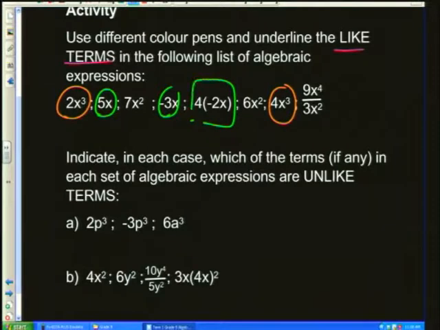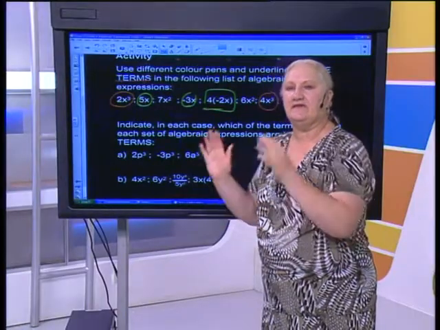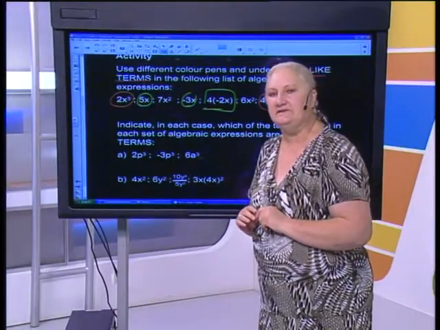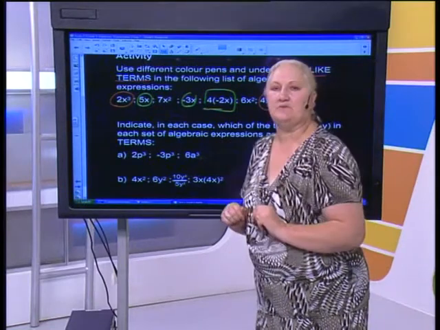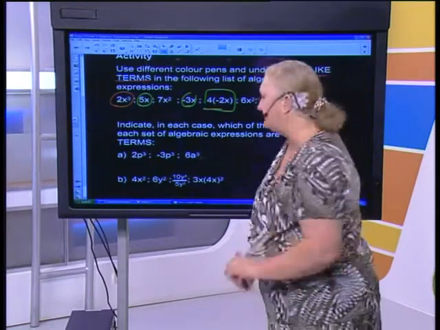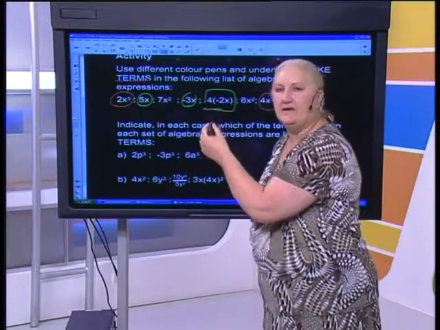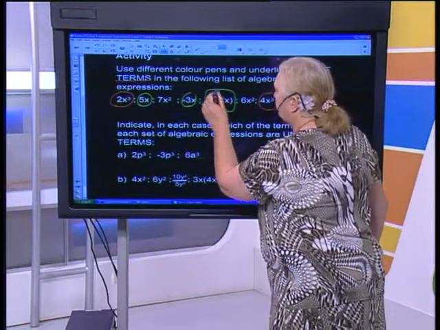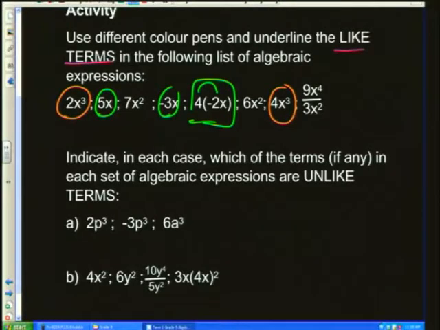Let us observe this one. Whenever you get something like this, the moment you have a bracket, it means that that term has not been simplified. And before you can work with it, you have to simplify the term. Brackets, remember, means multiply. We distribute the 4 over the minus 2x, and we get minus 8x. Okay, and that is the same term, a like term to those. Any other x's? Doesn't look like that.